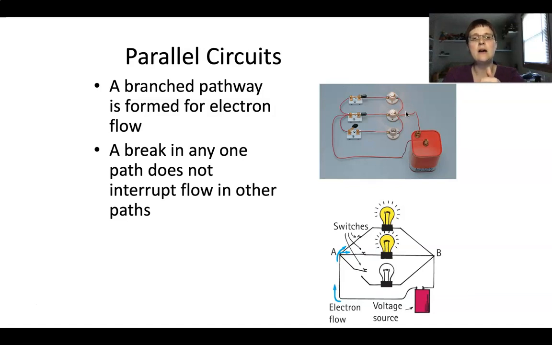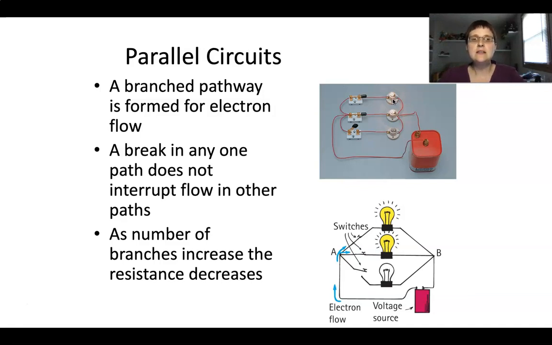Parallel circuits are like the lines at the grocery store, but there are multiple lines open. And so everybody can go to the different lines. If one of the lines has a cashier that goes on break, that's okay, because you can go to one of these other lines. All right, so the electrons can go to multiple lines.